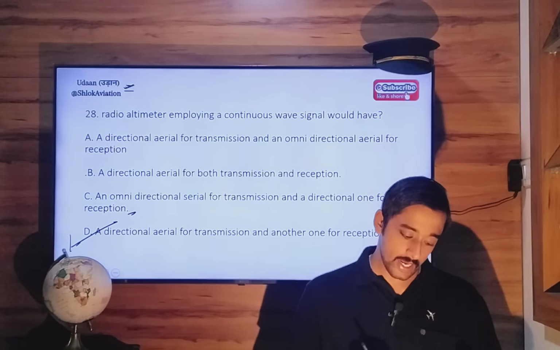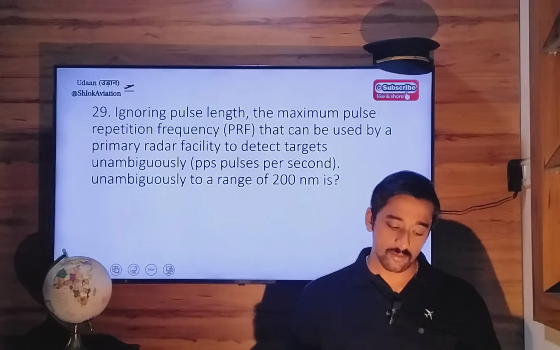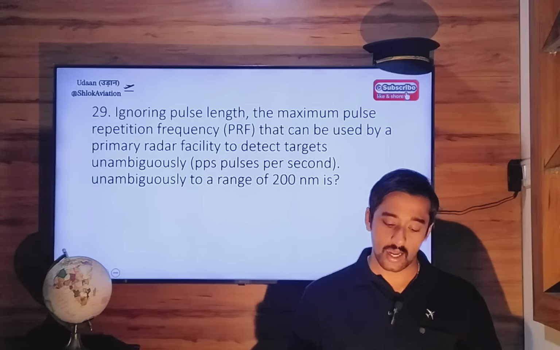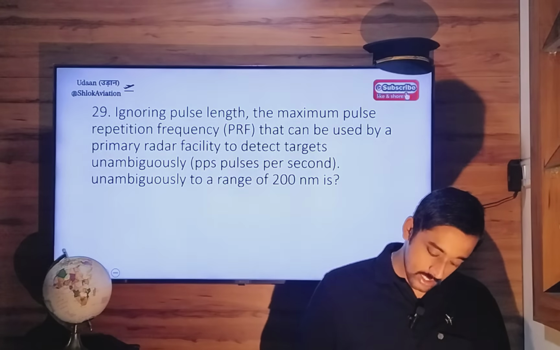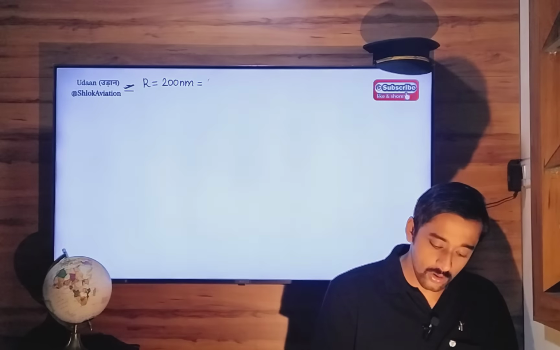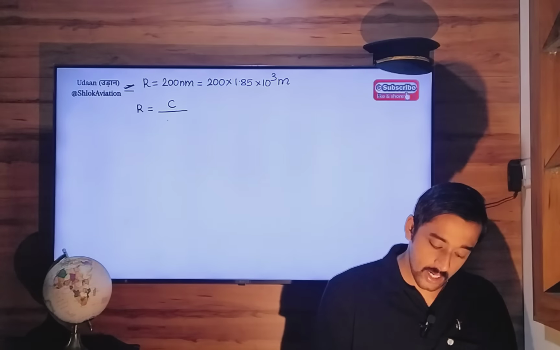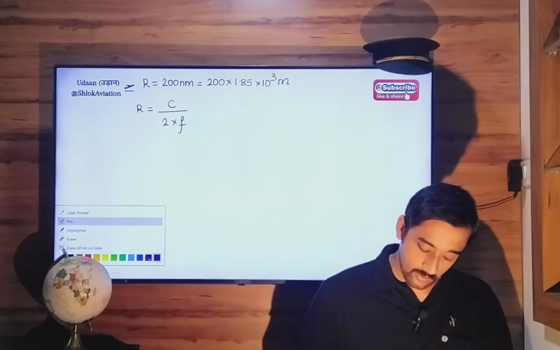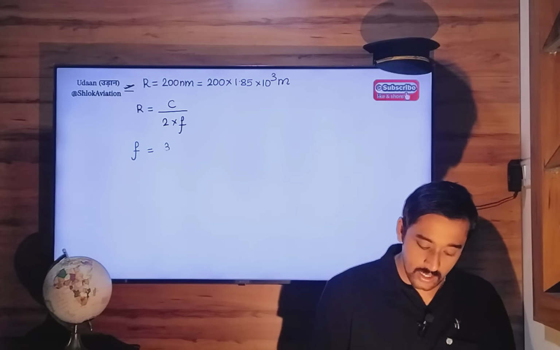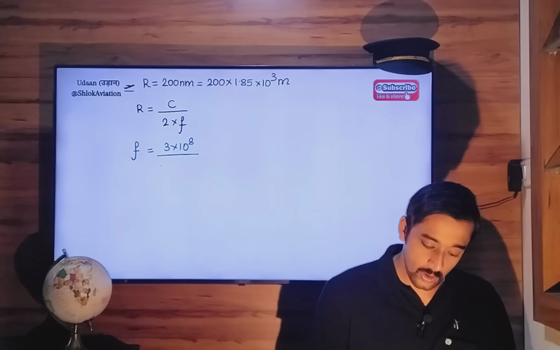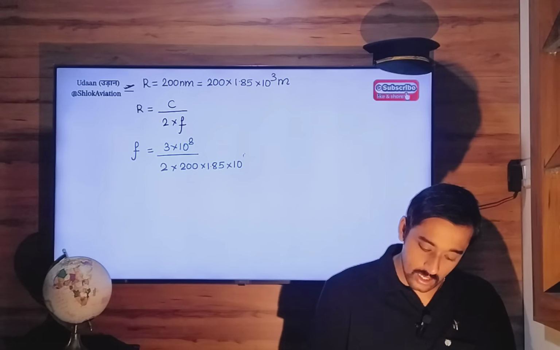Next, question 29. Ignoring pulse length, what is the maximum pulse repetition frequency that can be used by a primary radar to detect targets at a range of 200 miles? So the range is 200 nautical miles, which is equal to 200 into 1.85 kilometers, into 10 raised to 3 meters. The range formula is speed divided by 2 into frequency. So frequency will be 3 into 10 raised to 8 divided by 2 into 200 into 1.85 into 10 raised to 3.